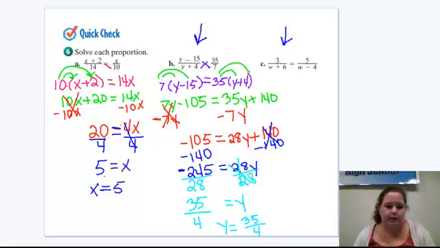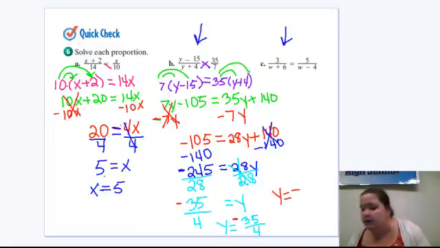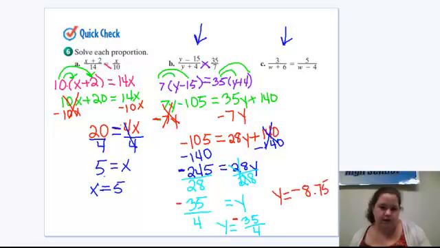And for those of you who like that pesky decimal, that is, wait a minute, I left out my negative. Y'all are supposed to be screaming at me through the camera. Stop, negative. Alright, so y equals negative, let's see, 8.75. So you can either have negative 35 over 4 or negative 8.75. Either one's right.